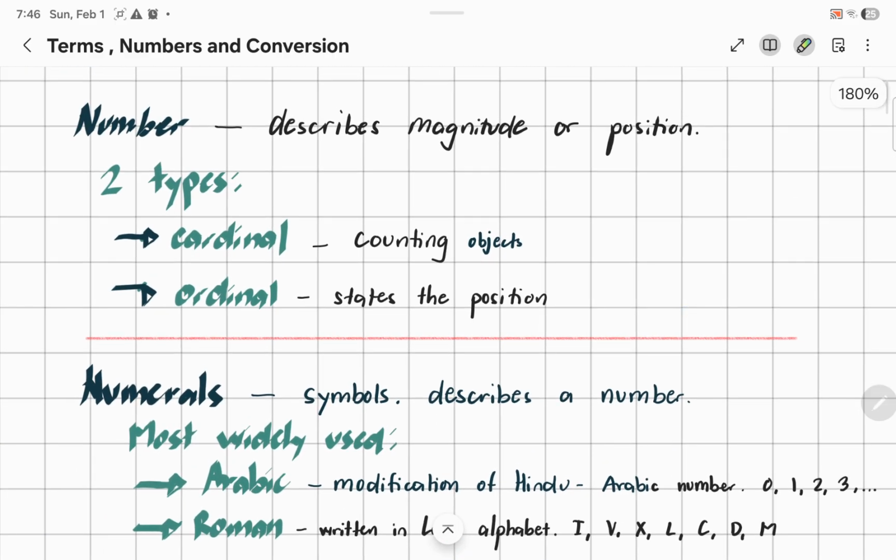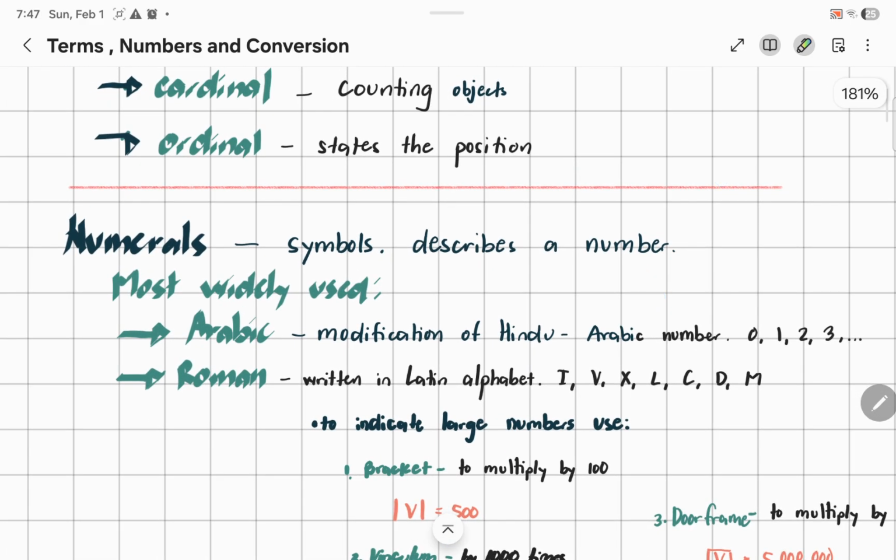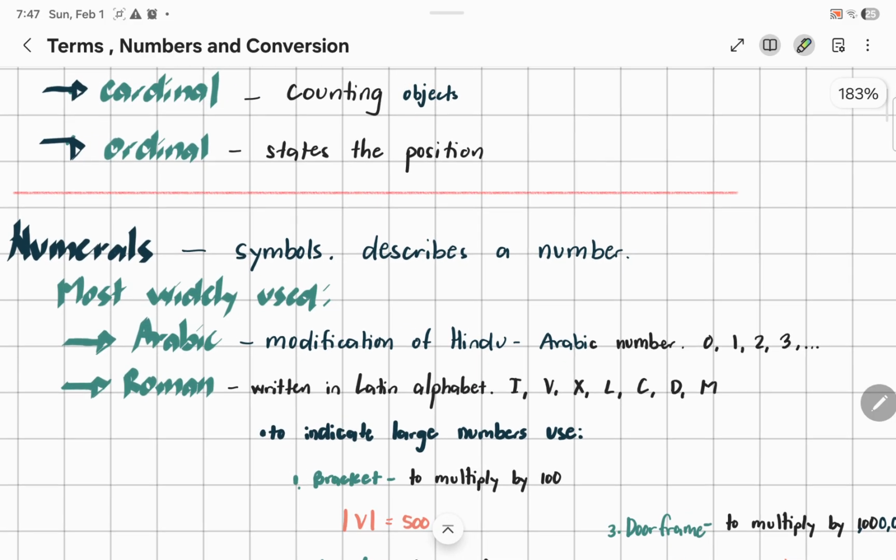Now, we have to take note that a number and numerals are not the same. When we say numerals, these are the symbols that describe a number. The two most widely used numerals are the Arabic and the Roman numerals. Arabic numerals are a modification of the Hindu-Arabic numbers. This is the most common symbol of a number in today's era.